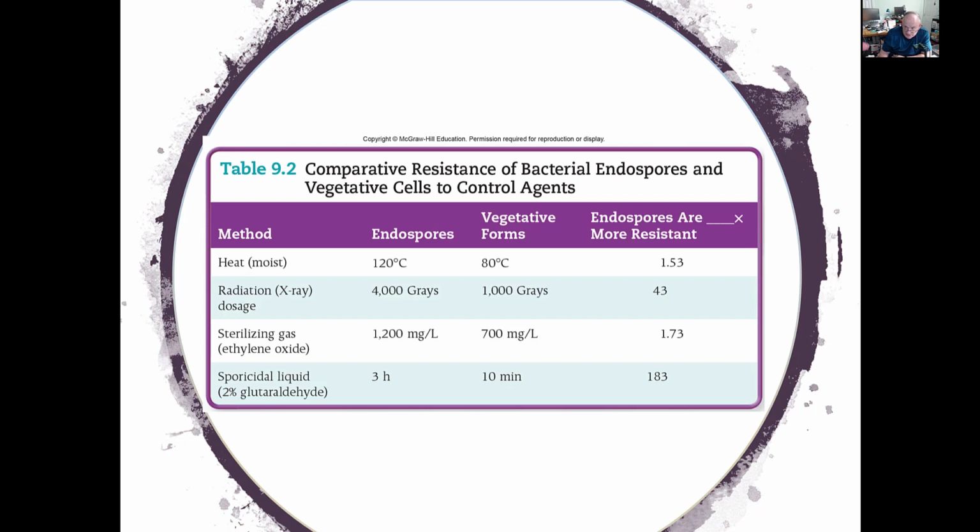Comparative resistance, endospores, vegetative cells to control agents. You look at the heat, 120 degrees C. Endospores are about 2 times more resistant than regular vegetative forms. If you use X-rays, 4,000 grays for spores, that's pretty high.